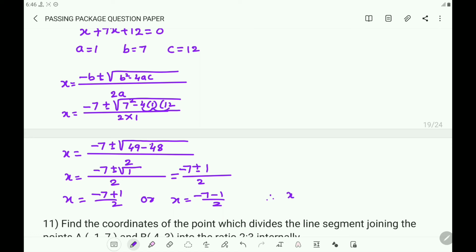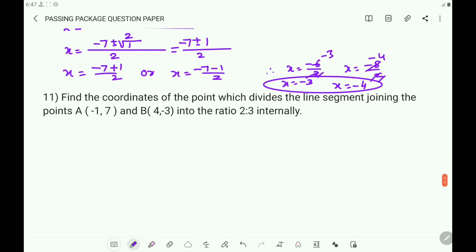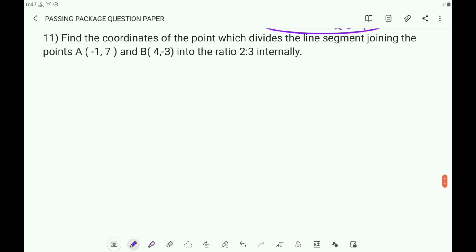Therefore you write x equals minus 7 plus 1 is minus 6 by 2, and here you take x equals minus 8 by 2. So you will get x equals 2 3s are 6, minus 3, and x equals 2 4s are 8, that is minus 4. You got the values of x: minus 3 and minus 4. Then next let us take the next question, 11th question.